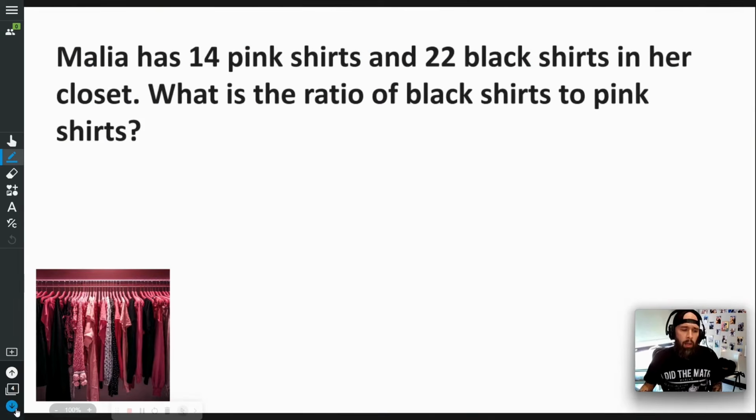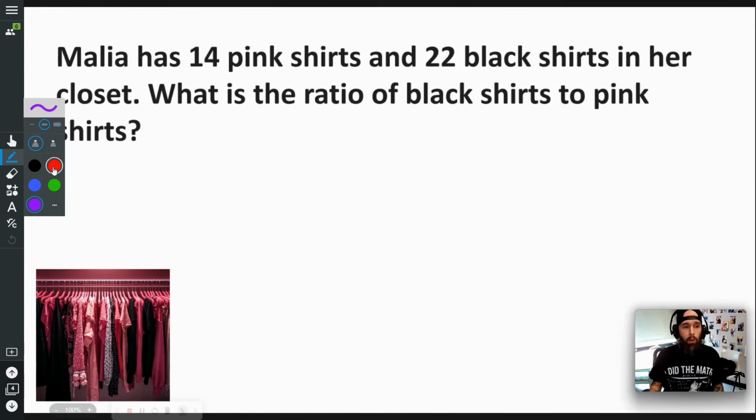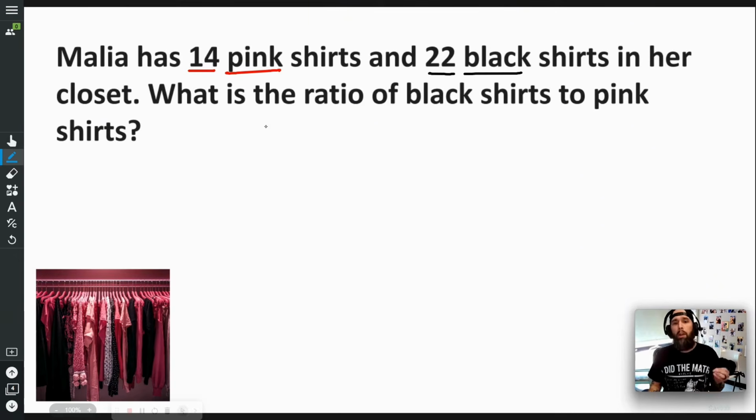Let's warm up and kind of learn what we saw in the last lesson. Malia has 14 pink shirts and 22 black shirts in her closet. What is the ratio of black shirts to pink shirts? We are going in order here, and we're going to be very careful. There's 14 pink shirts. There's 22 black shirts. We have to go in the order that it gives us.